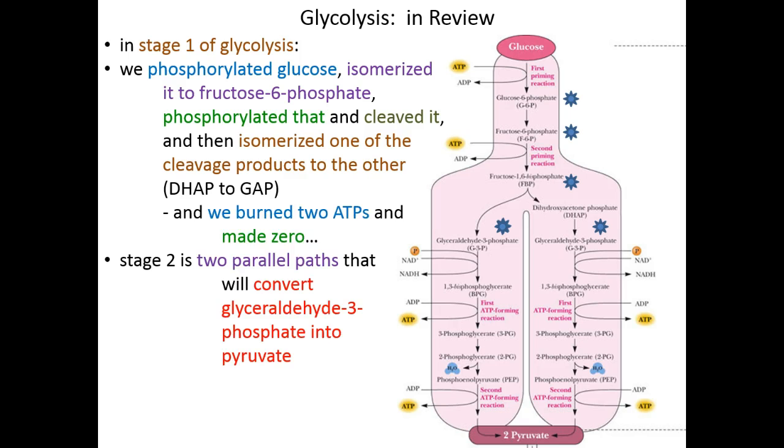Then, in stage 2, we take those 2 molecules of GAP, now everything we do in parallel, and we phosphorylate them to 1,3-bisphosphoglycerate, 1,3-BPG. We don't need ATP for this because we're using the energy of the redox reaction to power this reaction forward, and we use inorganic phosphate as our phosphate donor.